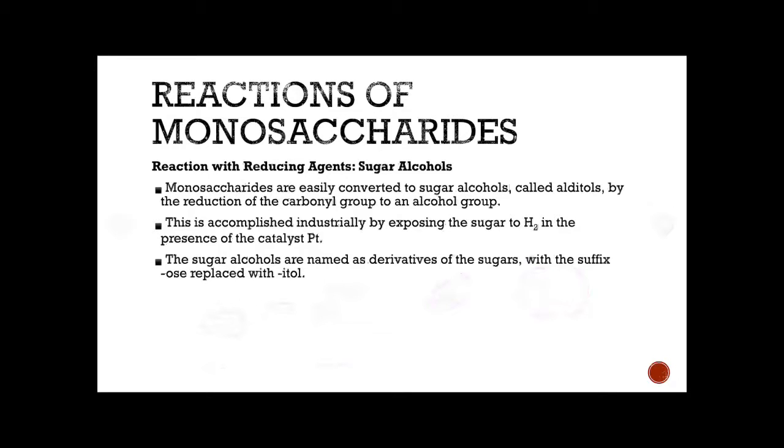Okay, monosaccharides can easily be reduced to produce sugar alcohols. So we just looked at oxidation. Now we're going to look at reduction. And we can go from a monosaccharide to a sugar alcohol. And we call these alditols. So the sugar is exposed to hydrogen in the presence of a catalyst. And then the sugar alcohols are named by changing the -ose in the monosaccharide name and ending in -itol. So glucose becomes glucitol.